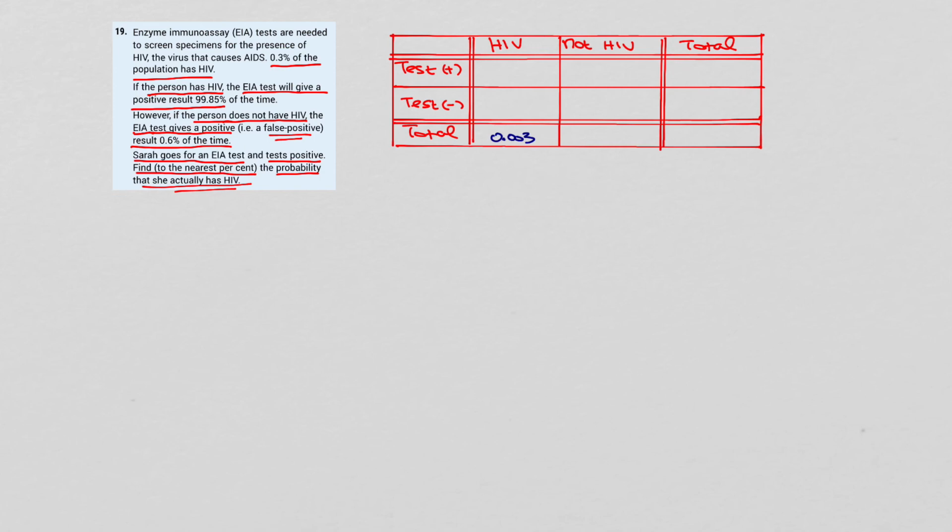Therefore, if I subtract from 1, the number that do not have HIV is going to be 0.997. In other words, 99.7% of the population do not have HIV. And again, if I total those two together, I will get 1. If a person has HIV, then the EIA test will give a positive result 99.85% of the time. So in other words, 99.85% of 0.003 gives me 0.0029955.